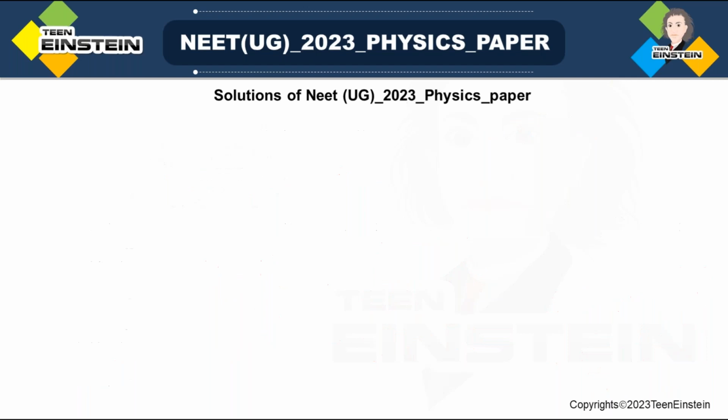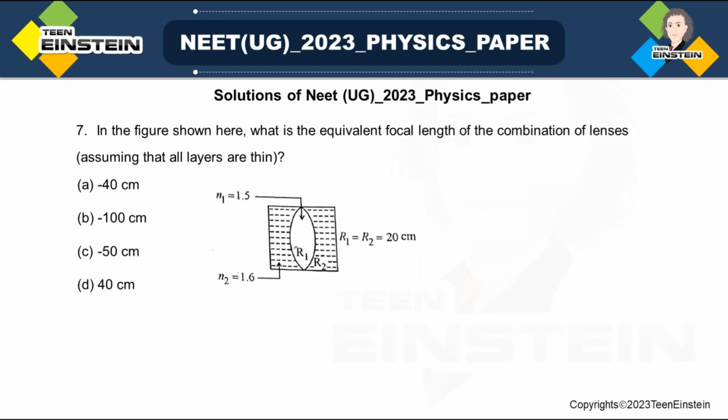So we have got few more problems. Let us see that. So this is again an interesting problem. See here in this figure, there is a lens, right? That is actually dipped into some liquid. So in the figure shown here, what is the equivalent focal length of the combination of the lenses, assuming that all the layers are thin? So this is 1.6. That means it is anyway something else. The 1.6. This is the glass, thin glass. We can take 1.5. Okay, so which is given here, and since it is dipped in some medium.